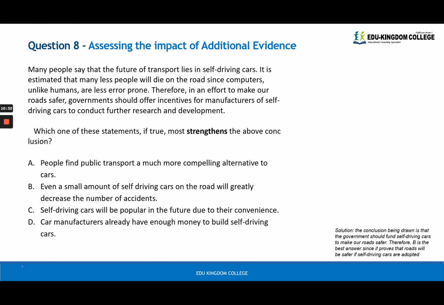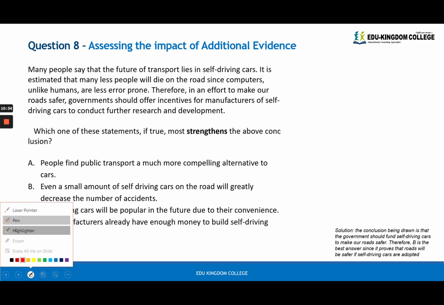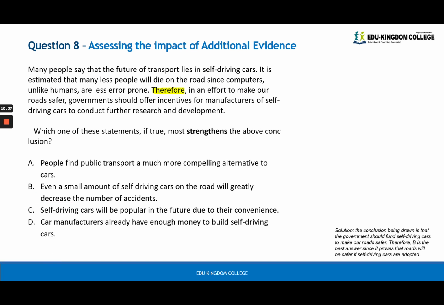Number 8. So, we want to find a strengthener of the conclusion again. What is the main conclusion? There is our keyword here, therefore. In an effort to make our roads safer, government should offer incentives, which means money or some kind of positive thing, for manufacturers of self-driving cars to conduct further research and development. So we're saying that it is much better to have self-driving cars. So you want to find something that strengthens that or reinforces that, gives some positive feedback and evidence that self-driving cars are in fact very good.